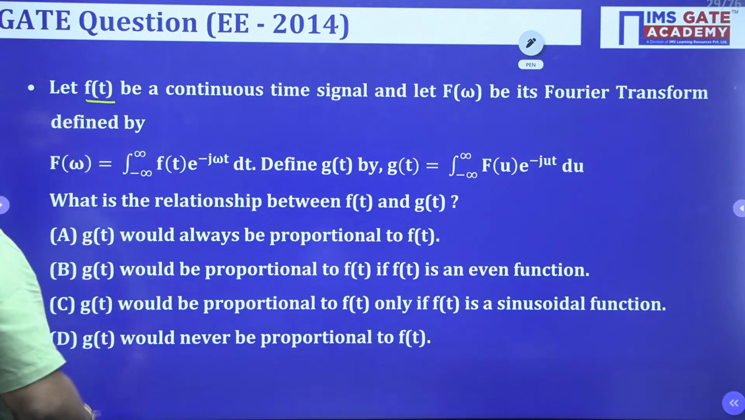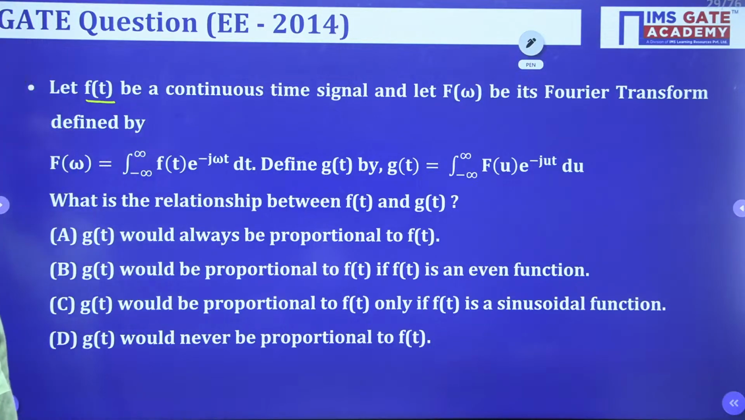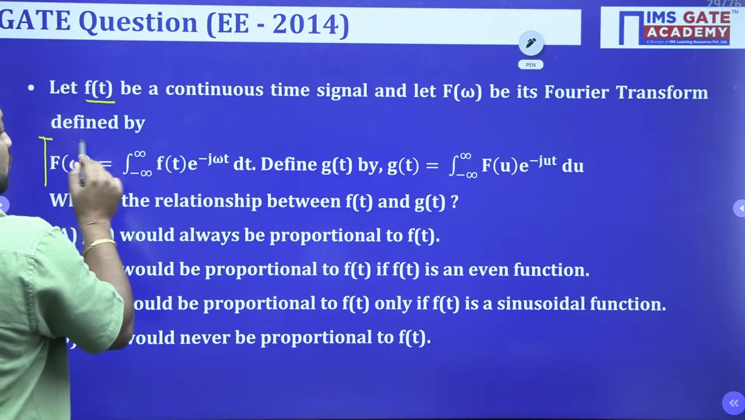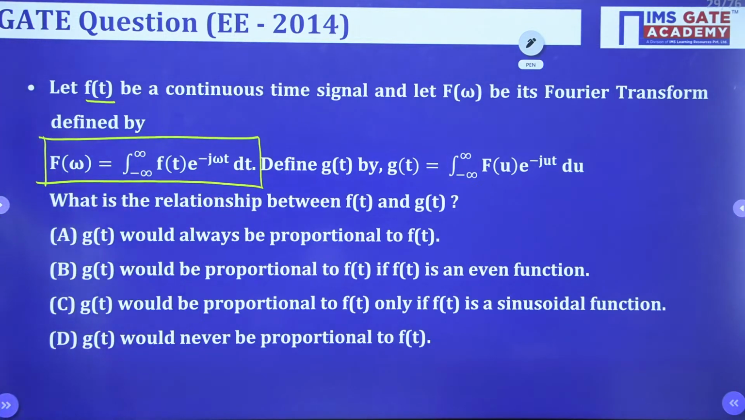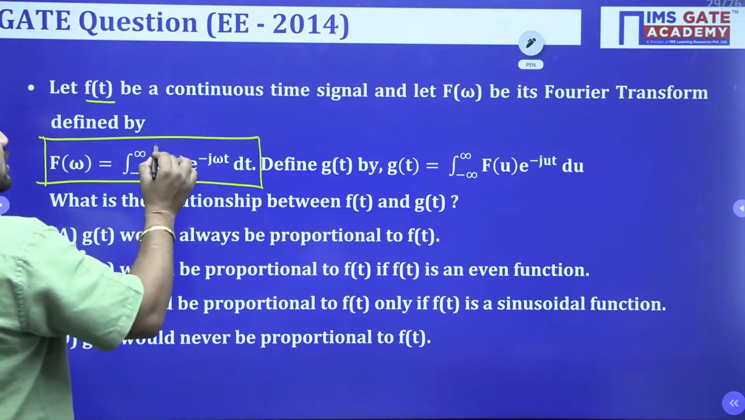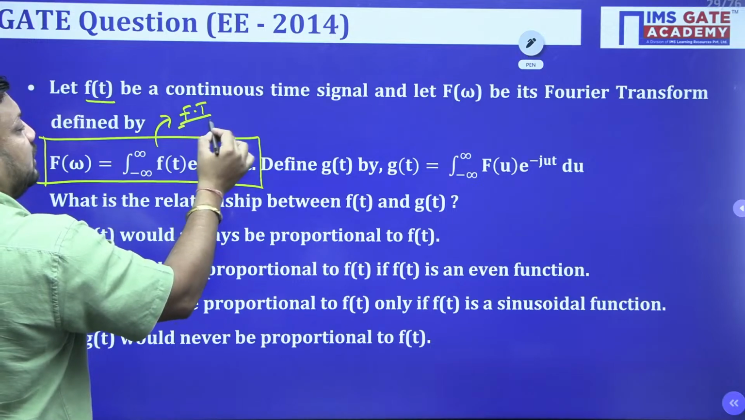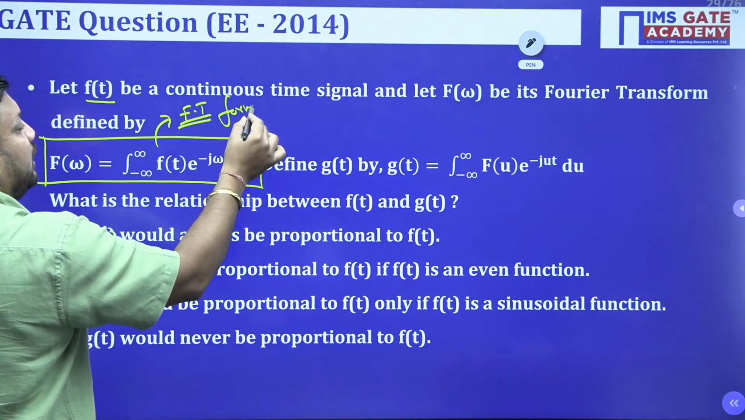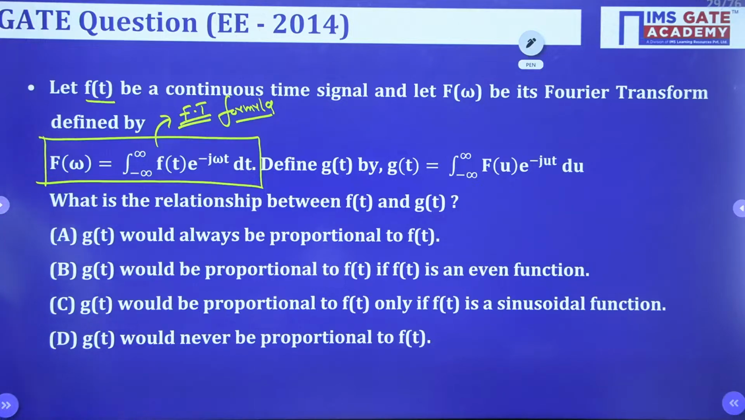Let f(t) be a continuous time signal and let F(omega) be its Fourier transform defined by F(omega) equal to integral from minus infinity to infinity f(t) e to the power minus j omega t dt. So this box is nothing but the Fourier transform formula itself. I hope it is clear, beta.